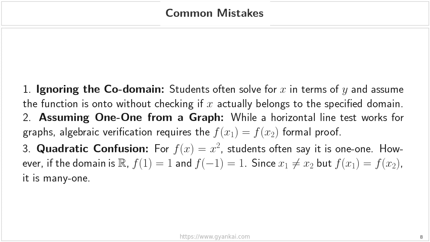A very common error is claiming that a function like f of x equals x squared is 1-1. If the domain is the set of all real numbers, this is incorrect. For instance, if you plug in 1, you get 1, and if you plug in -1, you also get 1. Because x1 does not equal x2, yet f of x1 equals f of x2, this is actually a many-one function. Keep these pitfalls in mind as we move toward our final summary of the key takeaways.